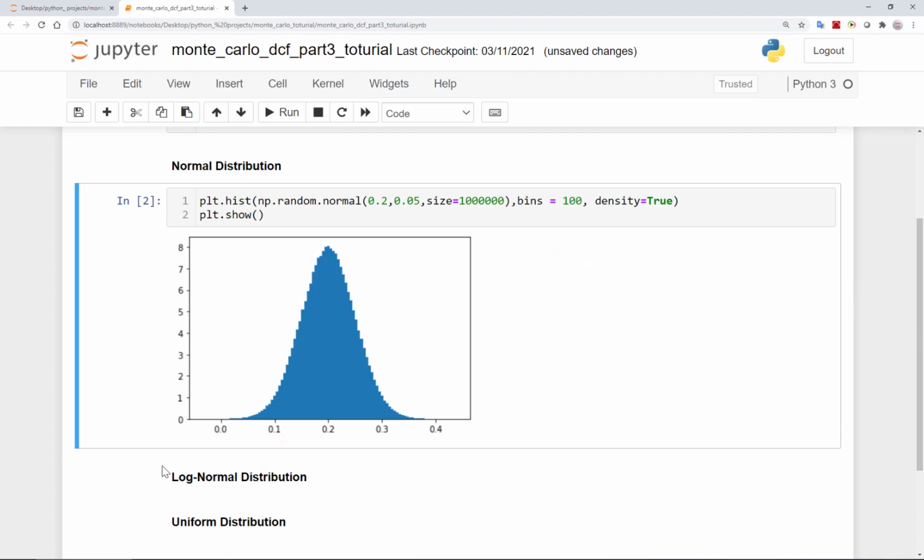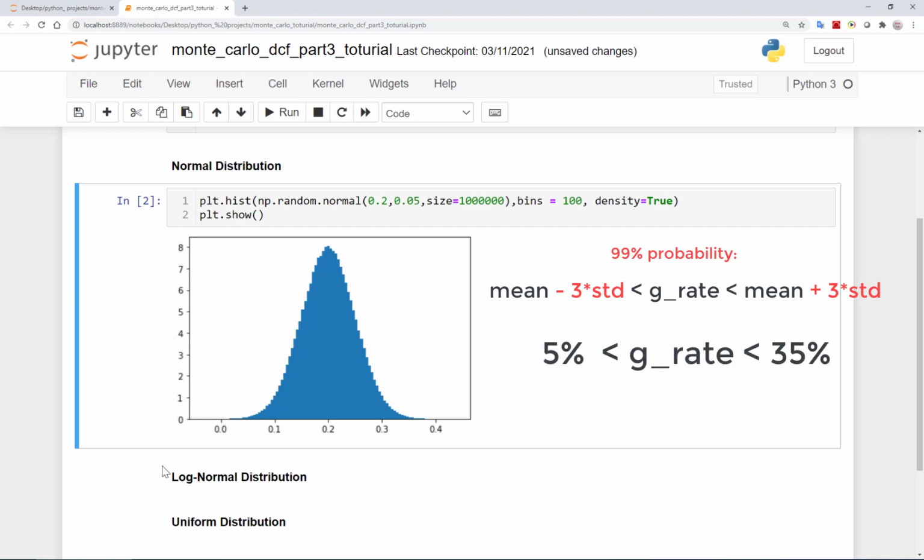It's also nice to know that in a normal distribution, with a probability of around 99%, the values would be within 3 standard deviations around the mean. So with almost certainty, any number drawn from a normal distribution would be within 3 standard deviations around the mean, which in our example means that the growth rate would be between 5% and 35% almost surely. I say almost surely since it's still not 100% sure.